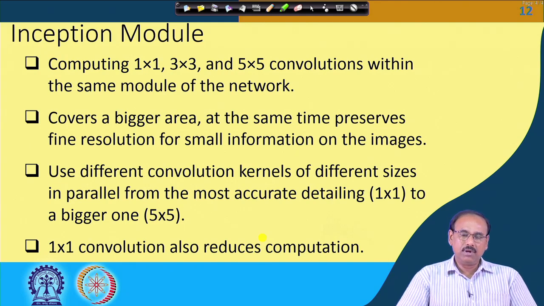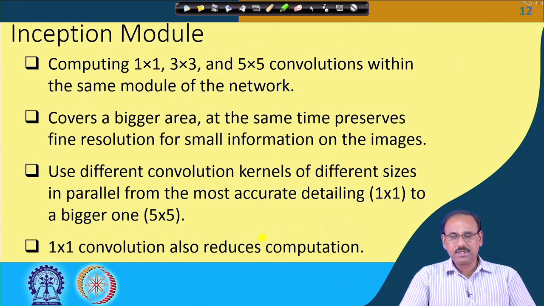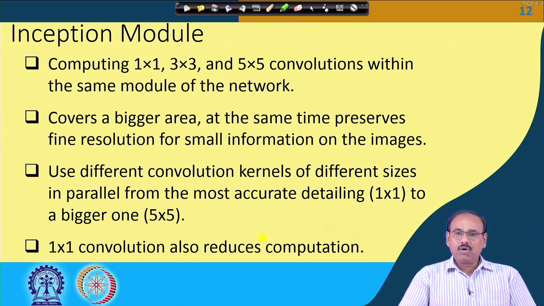So as you vary the convolution kernel size, say 1 by 1, 3 by 3 to 5 by 5, you are actually extracting the features at different scales, starting from the finest features given by the 1 by 1 convolution kernel, to the coarse features given by 3 by 3 and 5 by 5 convolution kernels. When you use a 1 by 1 convolution kernel, that also reduces the amount of computation that you have to perform. Let us see how this 1 by 1 convolution kernel reduces the amount of computation that you have to perform.